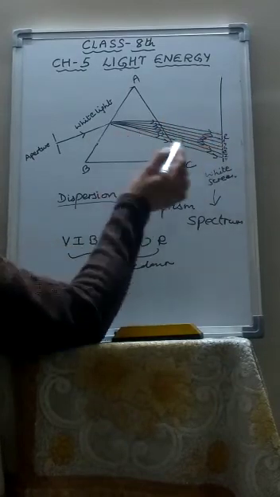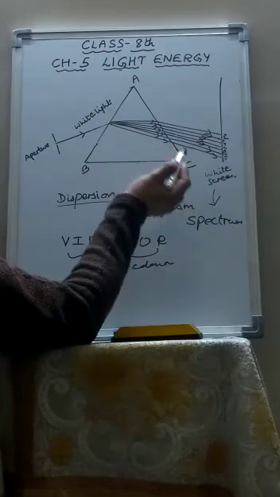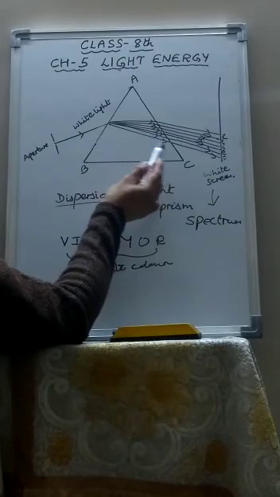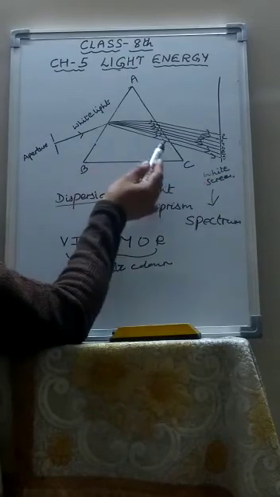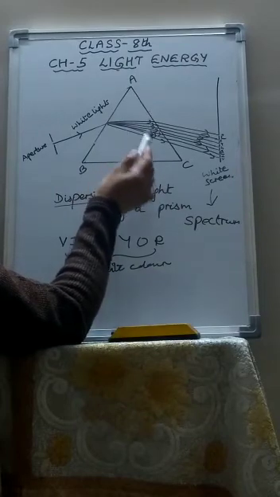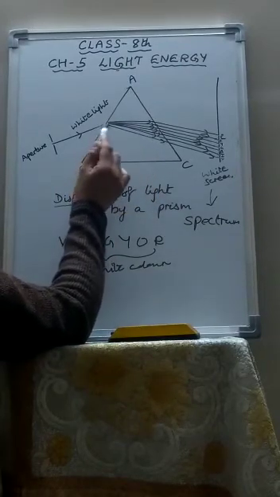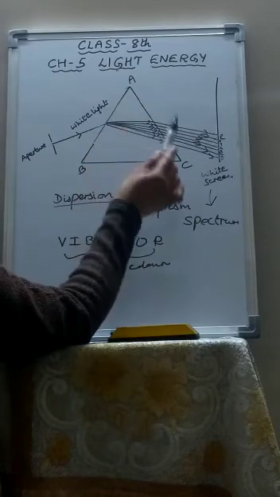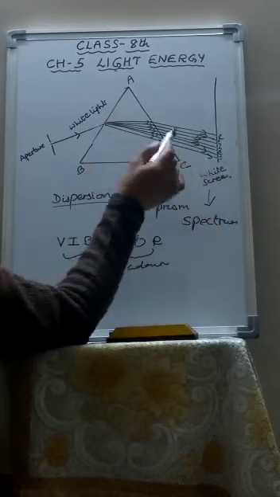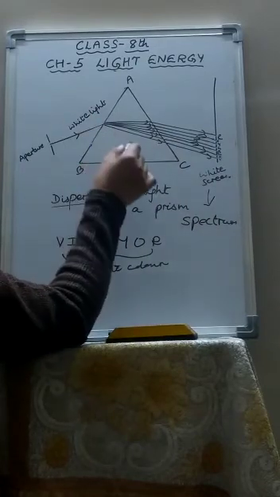This is because the colors have different speeds in glass. Violet travels with the minimum speed, so it is deviated the most. And red color travels with the maximum speed in glass, so it is deviated the least. So the deviation is concerned with the speed of the different colors in the glass.